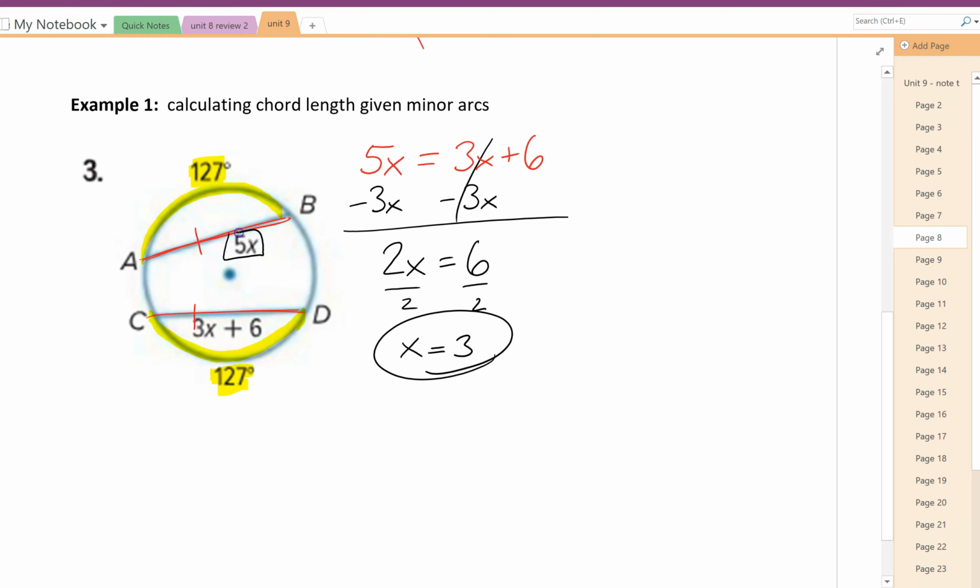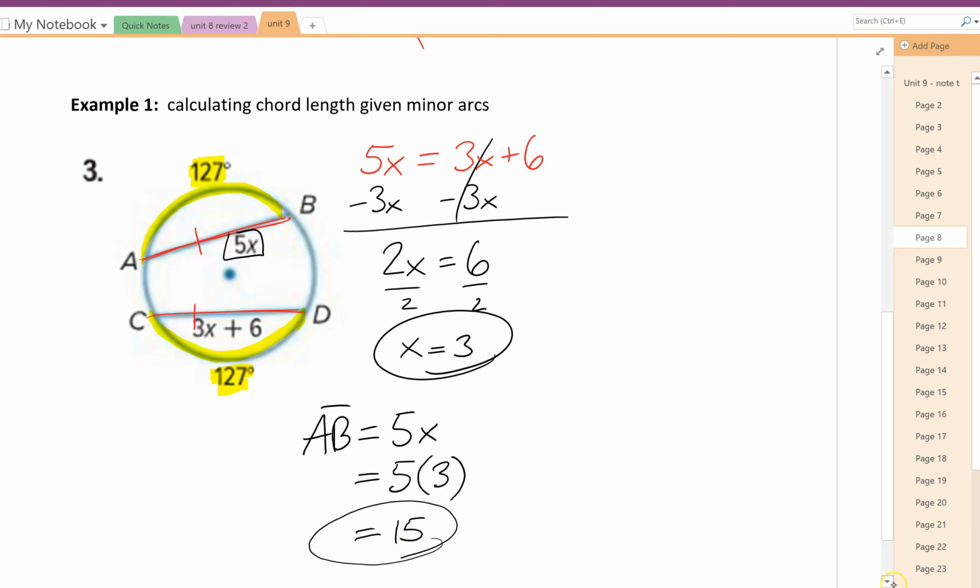And I'll just do the 5x. So chord AB equals 5x. I know that x is 3. So instead of writing 5 times x, I can write 5 times 3, which is 15. So both chord lengths would be 15.